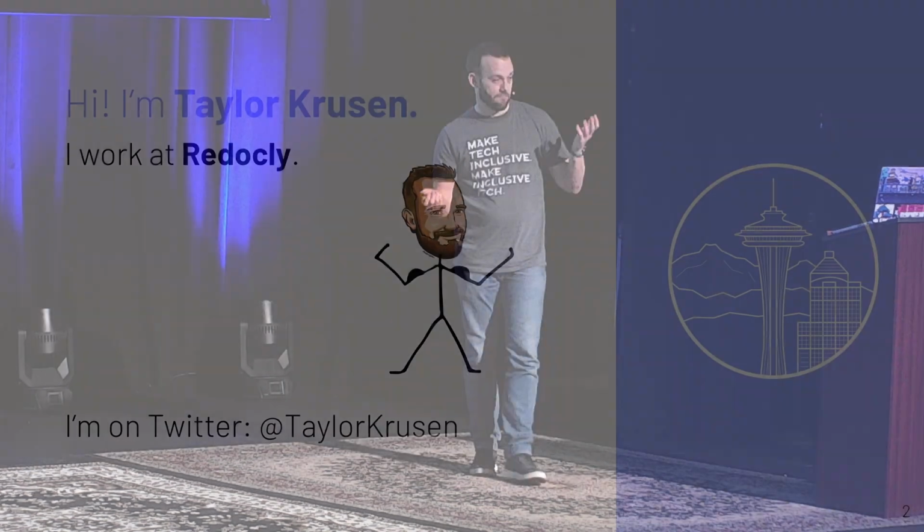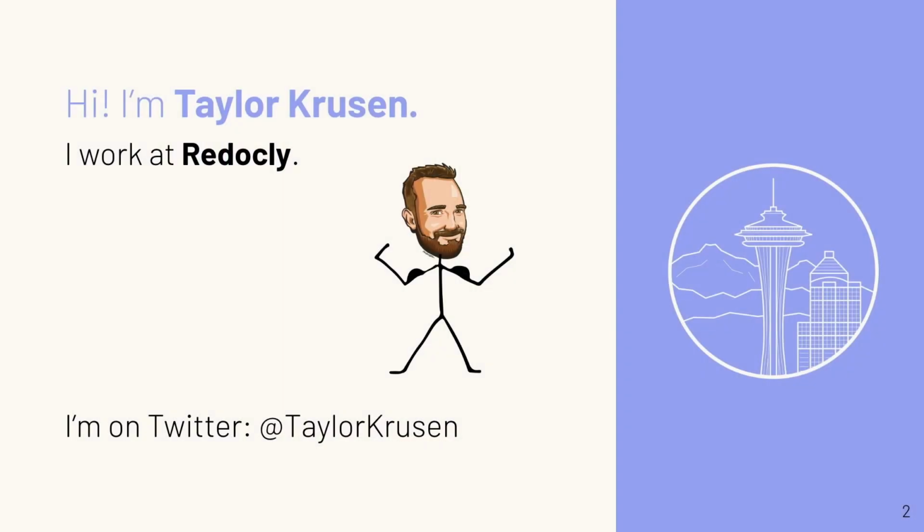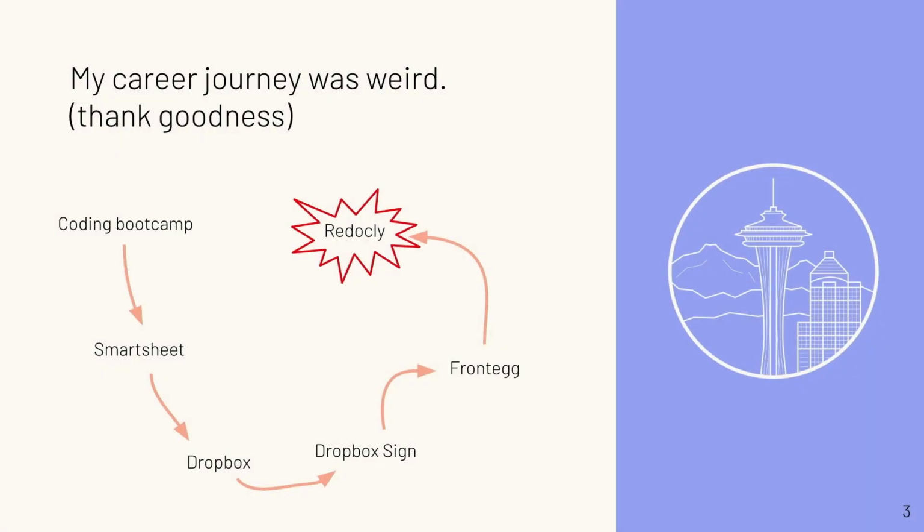My name is Taylor. I'm from Seattle. That is me. You can tell from the documentation arms. My career journey was fairly atypical, like I imagine a lot of ours are. I had a non-technical background, went to a coding boot camp. When I got into tech in 2017, I went straight into developer relations for a company called Smartsheet. So I was helping people use their API, which is a cloud-based project management tool.